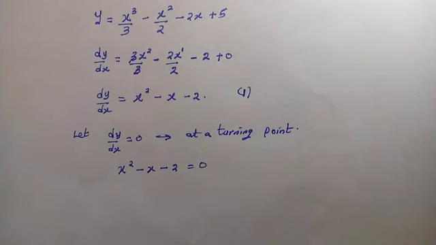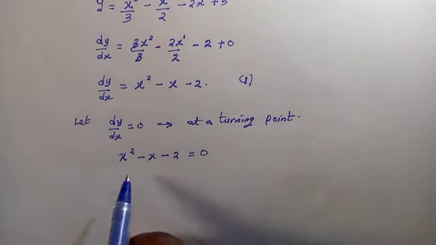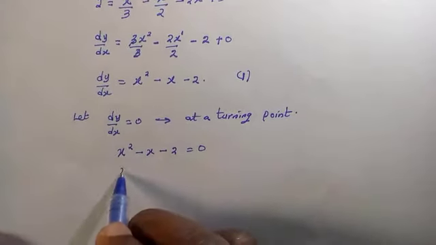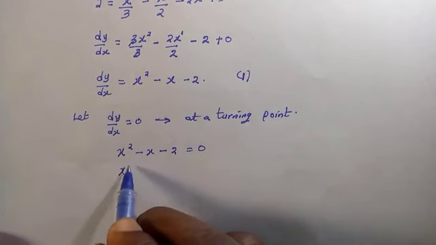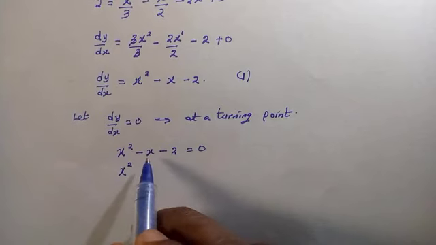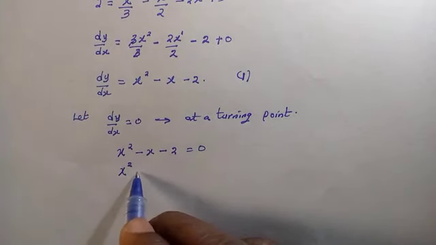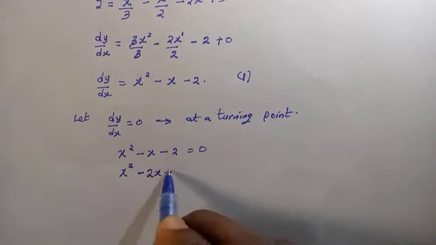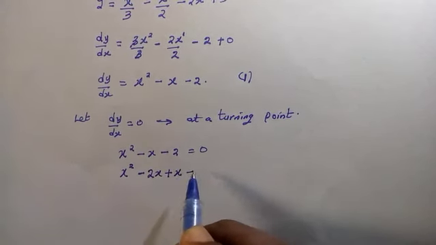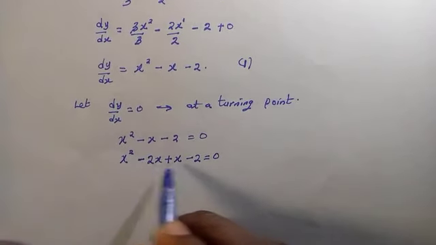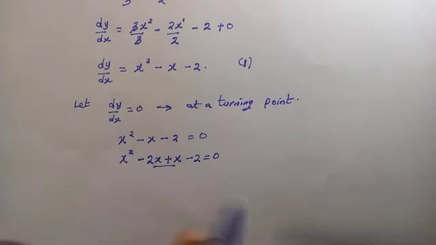In this quadratic expression, we are going to get two values. That is why I stated earlier that we get two values or more: depending on the degree of the polynomial, a polynomial of degree 3 gives 3 values. But here it is a polynomial of degree 2, so we get 2 values. We can call this a quadratic equation, and we write it as x² − 2x + x − 2 equals 0. This is the factorization method of quadratics, because −2x + x equals −x.